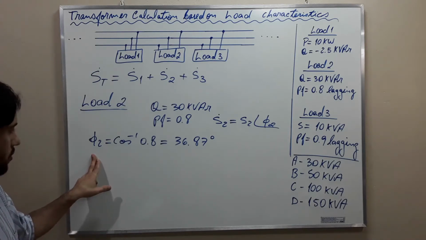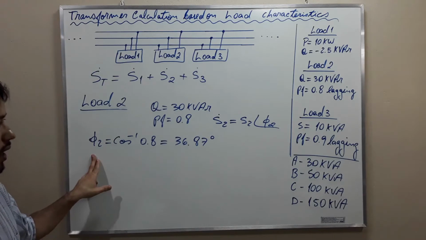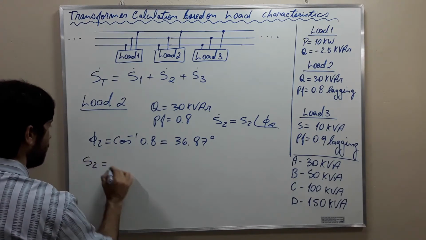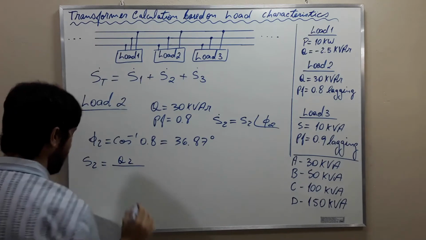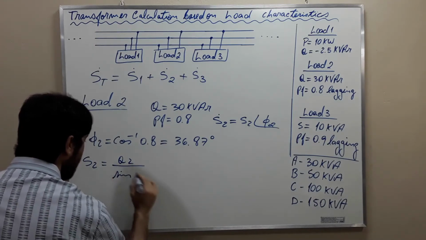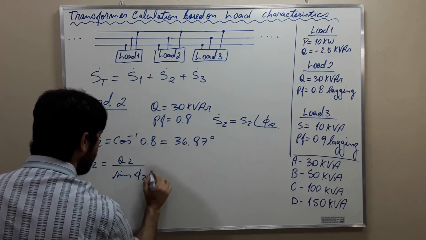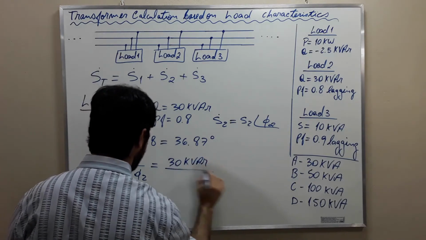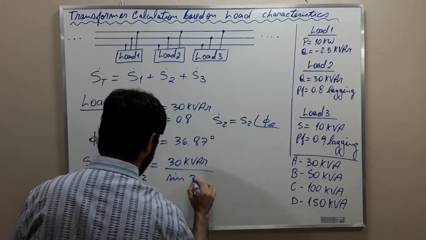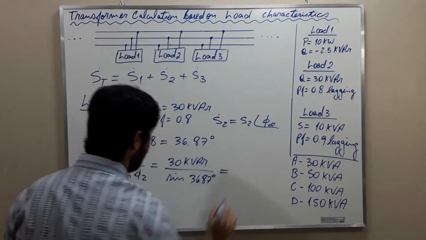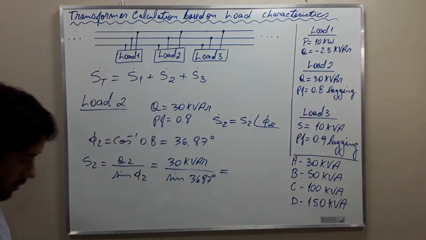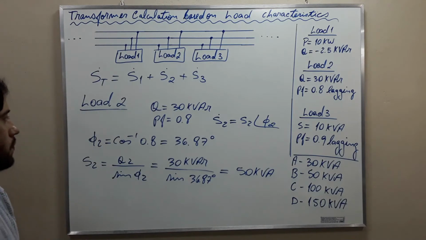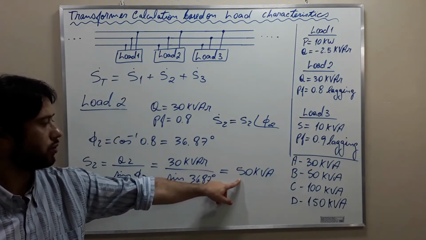Now we are going to use this to calculate the apparent power S2. The apparent power S2 is going to be equal to Q2 divided by the sine of this angle, phi 2. Okay? 30 kVAR divided by sine 36.87 degrees. And if we calculate this, we find 50 kVA. This is the second result.